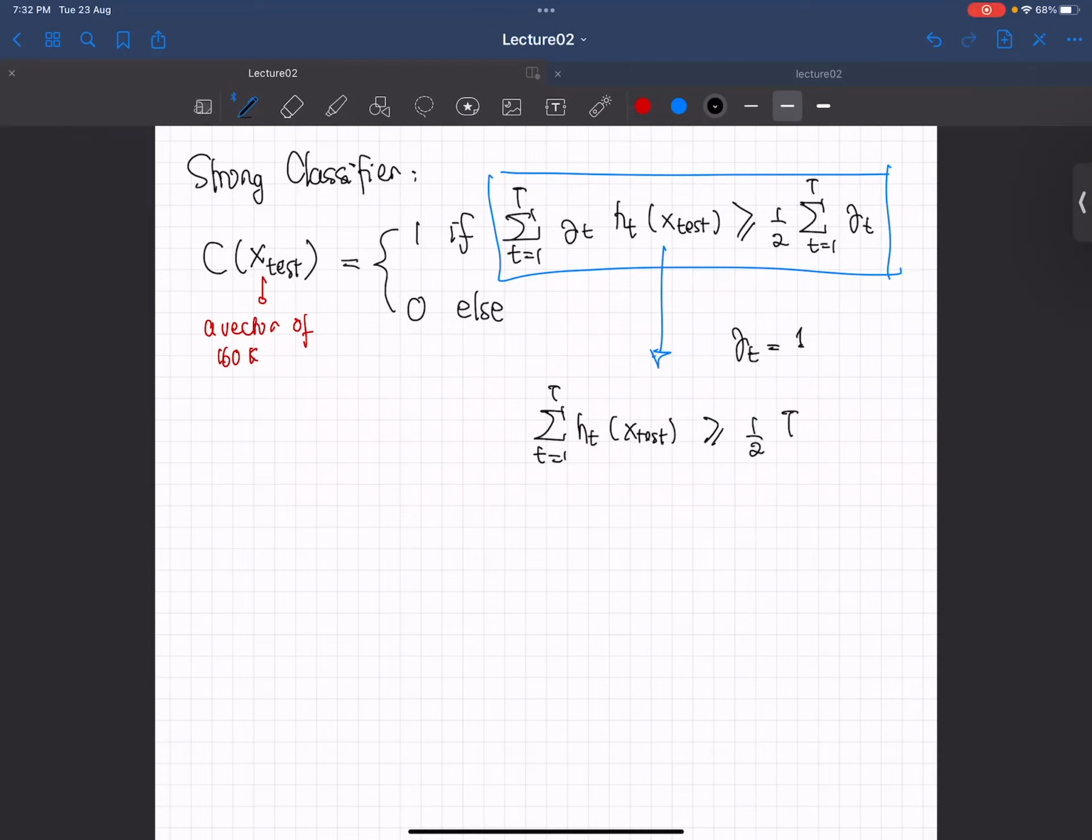So let's try to understand this part first. X dash is 160K features, and HT is your weak classifier. Remember that if it is just T equals 1, for example, when T equals 1, H1 of X dash. So what does it mean by this H1 X dash?